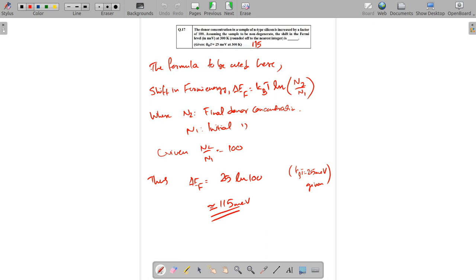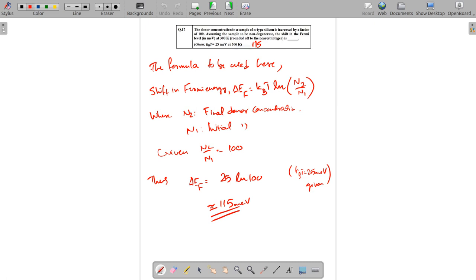Here I am just directly giving the formula, because I am not very used to this kind of calculation. These are condensed matter or solid state related questions. So I just got this formula. Using this formula, you can find out the shift in the Fermi energy.